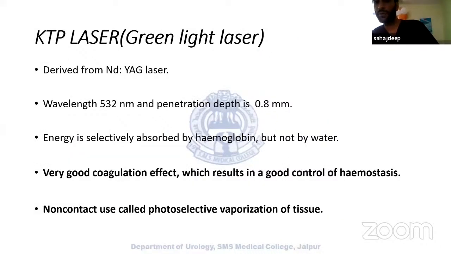KTP laser, also known as green light laser. It is derived from ND-YAG laser. It has a wavelength half of that of ND-YAG laser, which is around 532 nanometer, and it has penetration depth around 0.8 mm. This laser is selectively absorbed by hemoglobin, but not by water. That's why it has a very good coagulation effect, which results in good control of hemostasis. That's why it is more feasible in patients who are on anticoagulant drugs. Its non-contact use is called photoselective vaporization of tissue, most commonly used in the treatment of BPH.